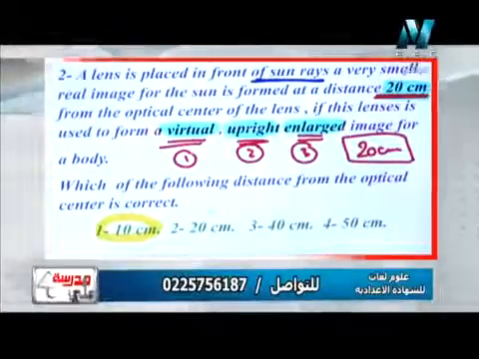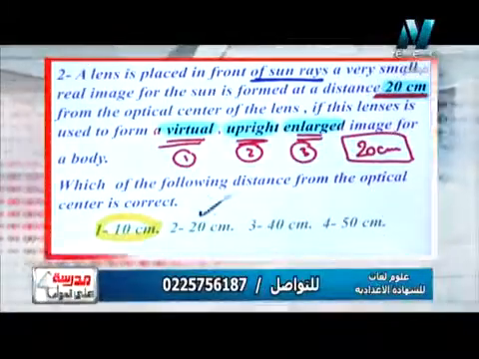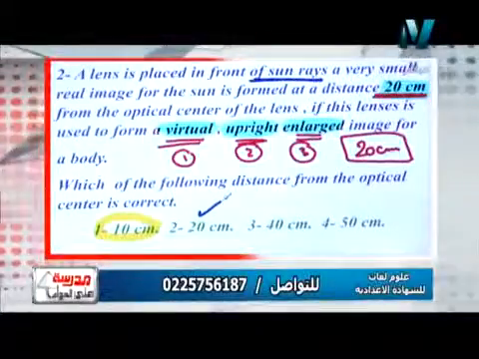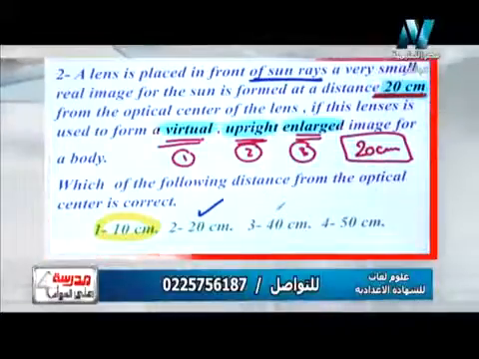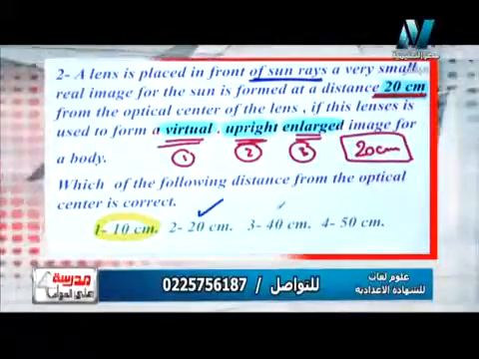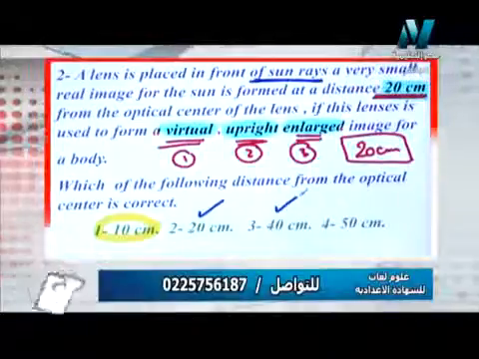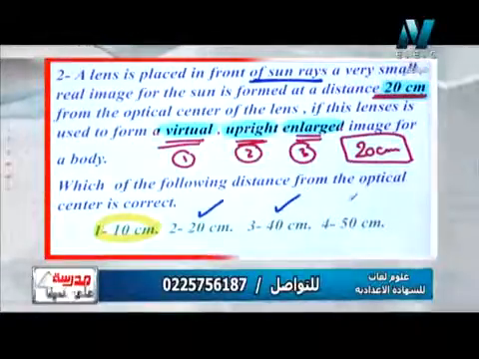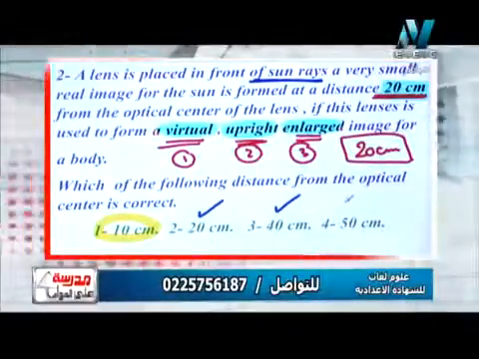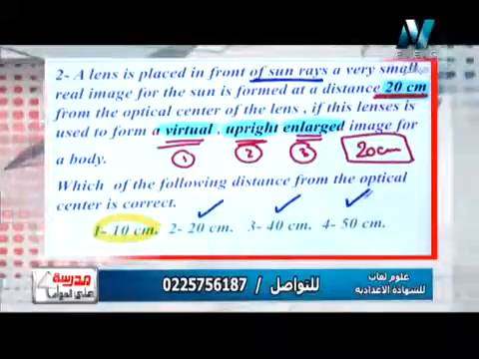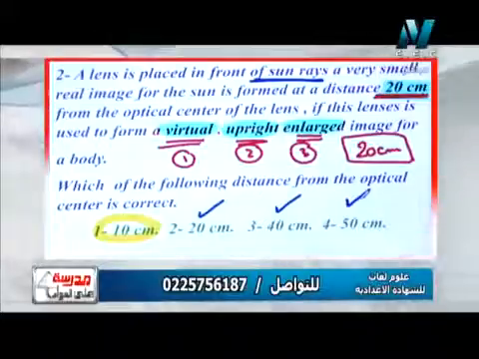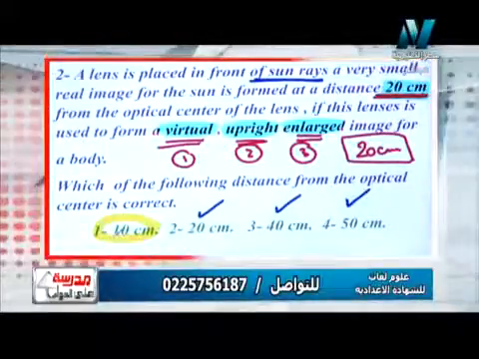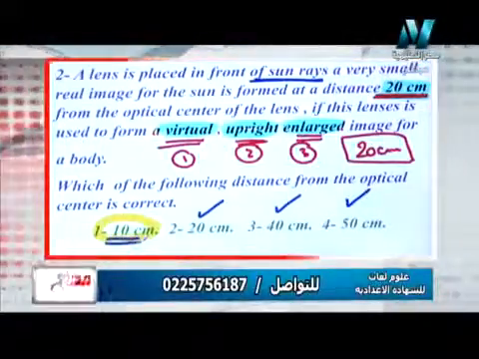Why 20? Because at 20 we get equal in size and real. At 40 we get smaller or diminished and real inverted also, meaning an upside-down image. And number 4, 50, as number 3, as real inverted and small in size. So we will get here number 1 as 10 centimeters.